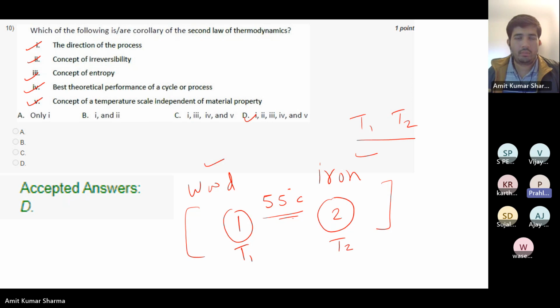Correct. If it is a steady state for a given time period, then both the chairs will have the same temperature. Okay, sir, no. Don't go into steady state conditions. It's only in open environment. Don't go in depth. Then T1 will be less than T2, sir.